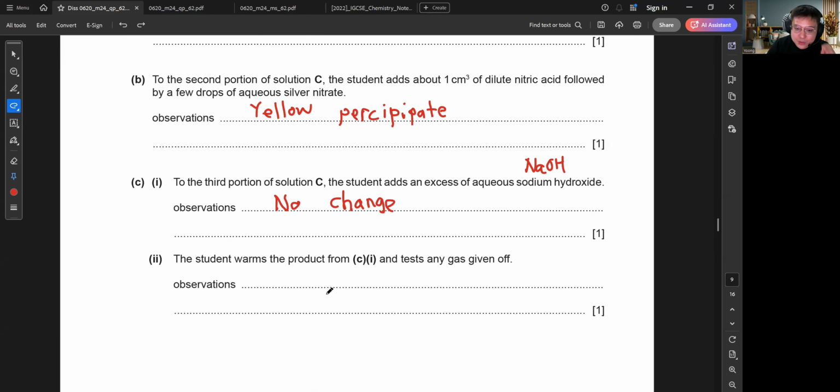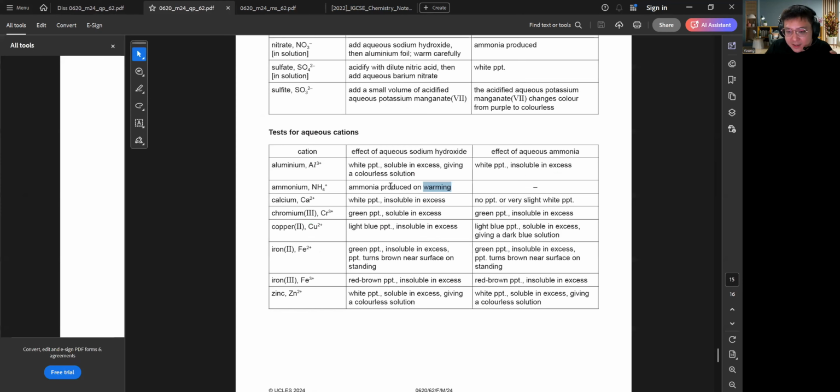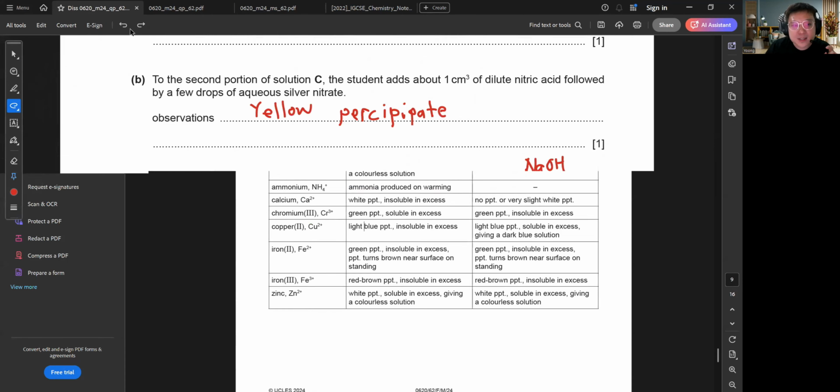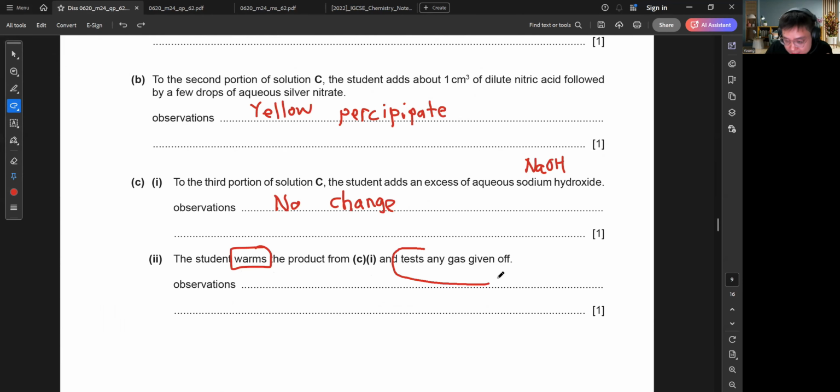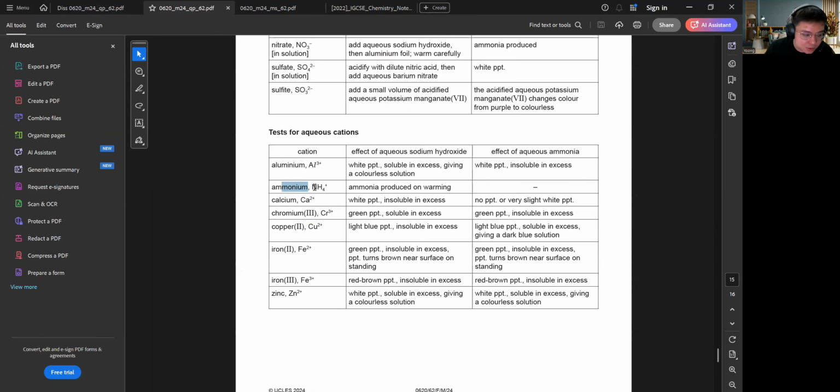And for C2, the student warms the product from C1. So you see, even if the student didn't actually notice it, if you read this second half of the question, they're giving you a hint. It's like, pay attention, warming. So when you warm, then you will get the ammonia. And then they say, and test any of the gas. So how to test the gas?